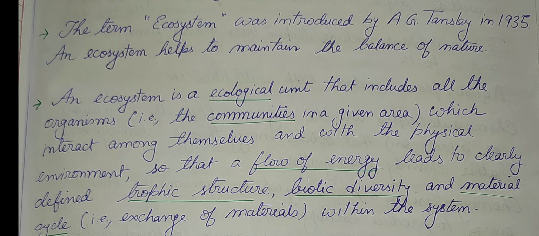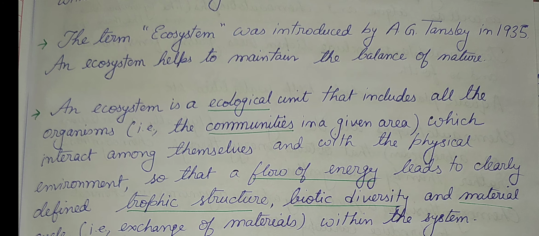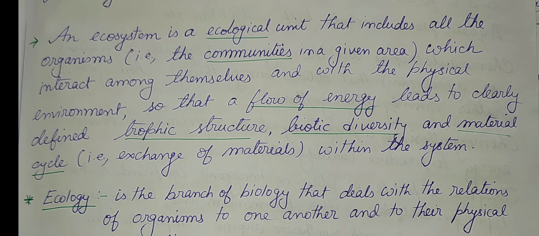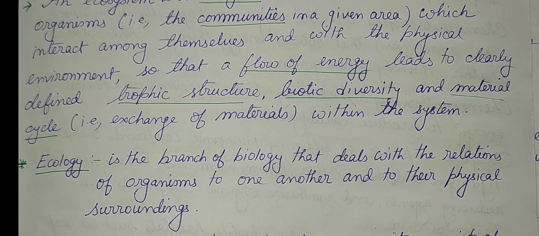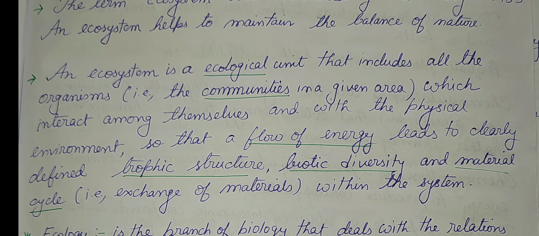So it is saying that an ecosystem is the ecological unit, right? Ecology refers to the branch of biology that deals with the relations of organisms with one another and to their physical surroundings. That is called ecology. So ecosystem is an ecological unit.